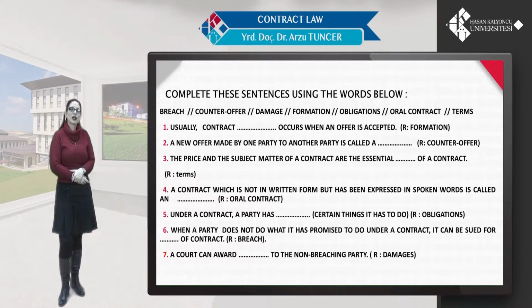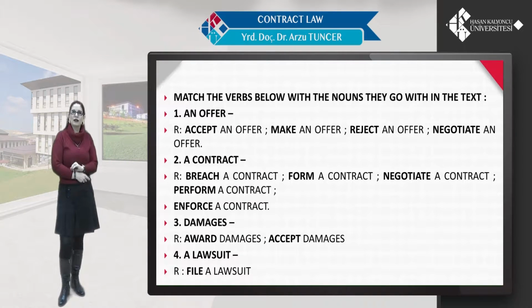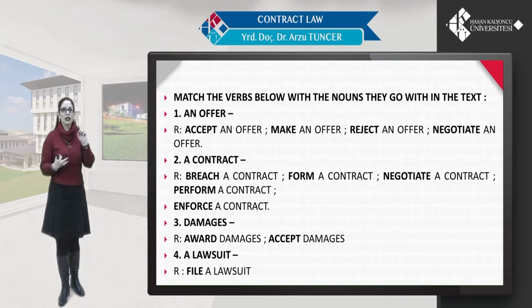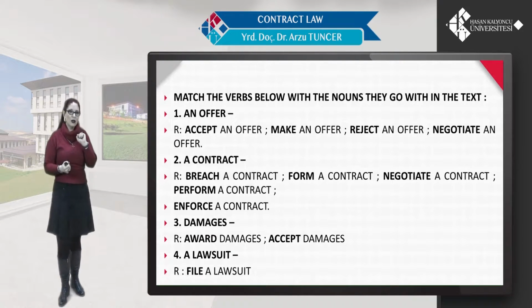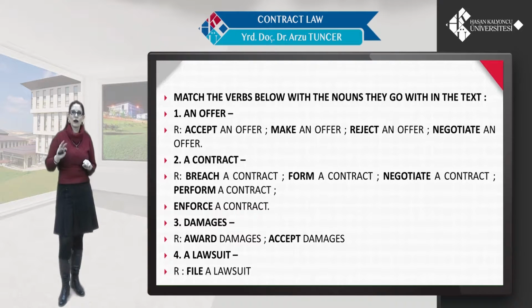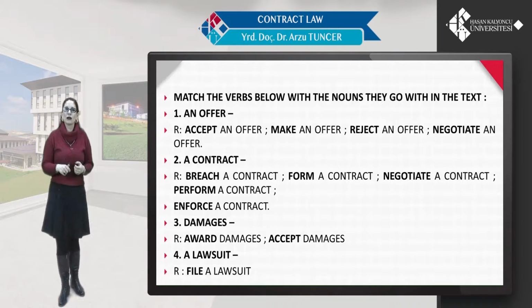Okay, let's move on. Match the verbs below with the nouns they go with in the text now. What do we have? An offer. You already mentioned the offer. A contract. Enforce a contract. Okay. A contract, damages, a lawsuit. An offer. If I mention the offer, what kind of sentences can you now set up? Accept an offer, you can say. Yes. Make an offer. Reject an offer. And also you can negotiate an offer.